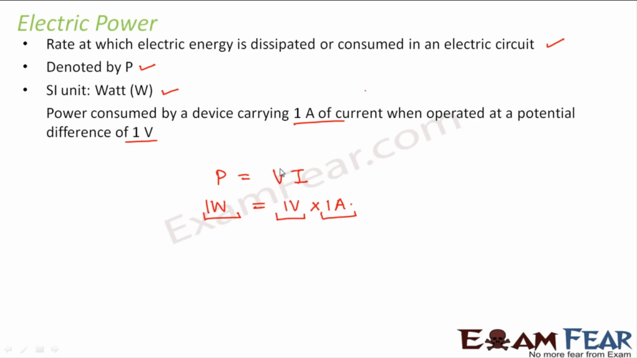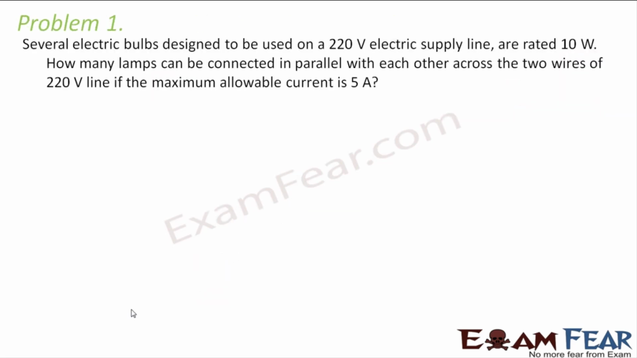Now applying Ohm's law, we can also write that power is equal to V square by R, or power is equal to I square R. Let us now try to solve a few problems based on whatever we studied so far. So here comes problem 1.